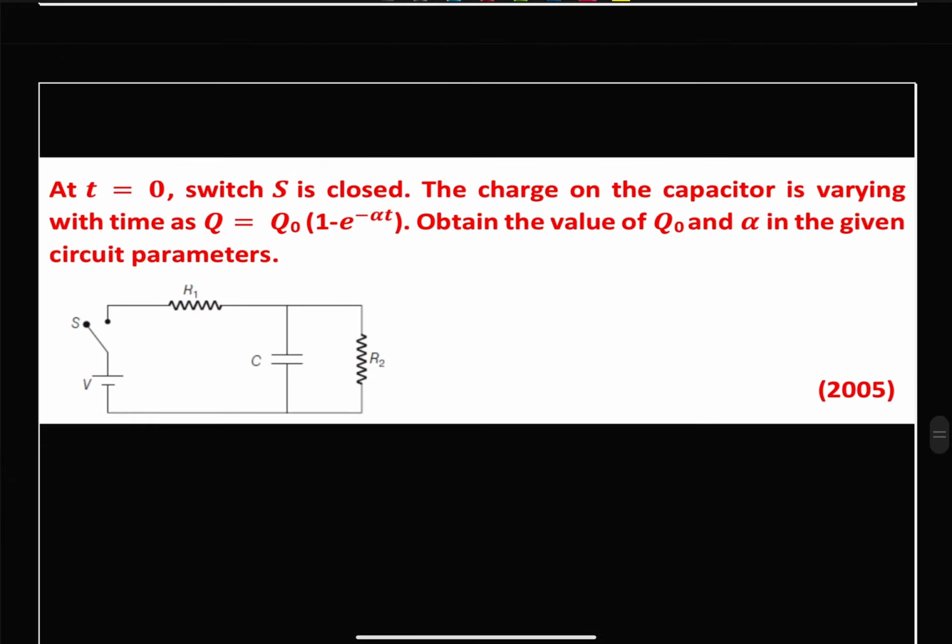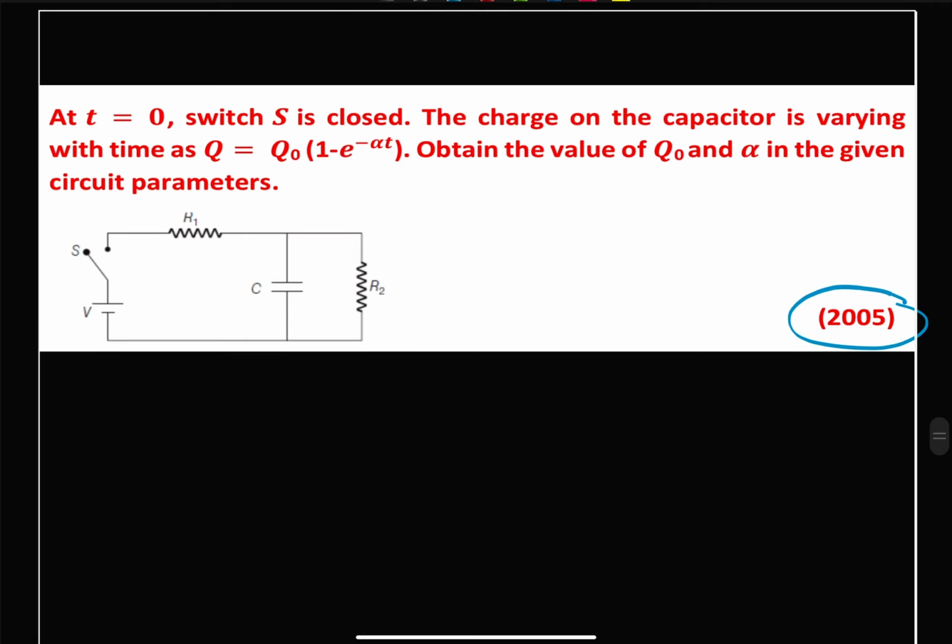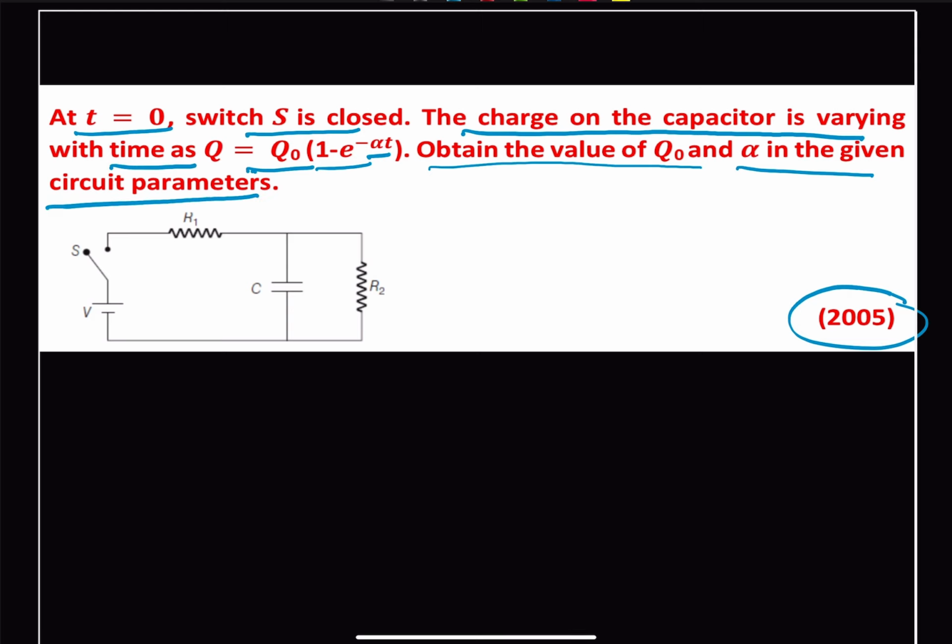Next question. It was asked in the year 2005, and it states that at t is equal to 0, switch S is closed. The charge on the capacitor is varying with time as Q is equal to Q naught times 1 minus e raised to the power minus alpha t. Obtain the value of Q naught and alpha in the given circuit parameters.